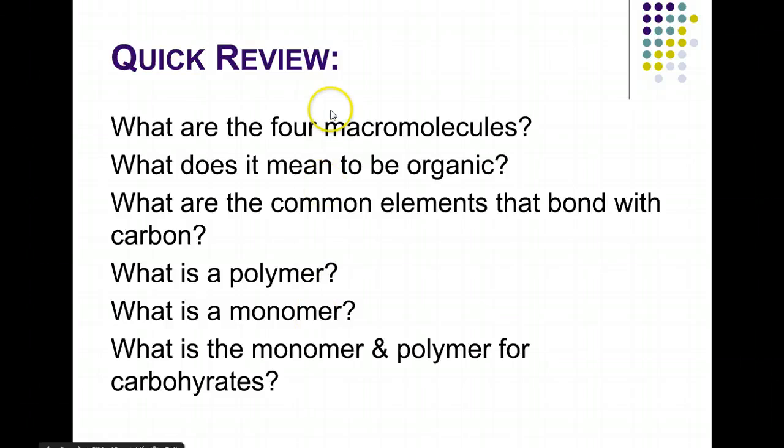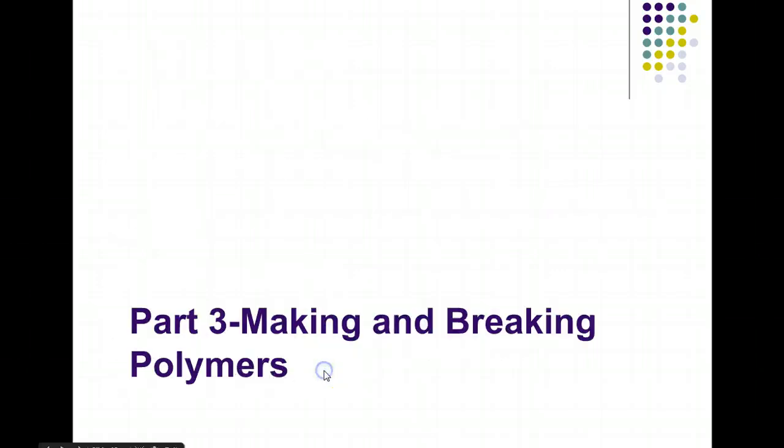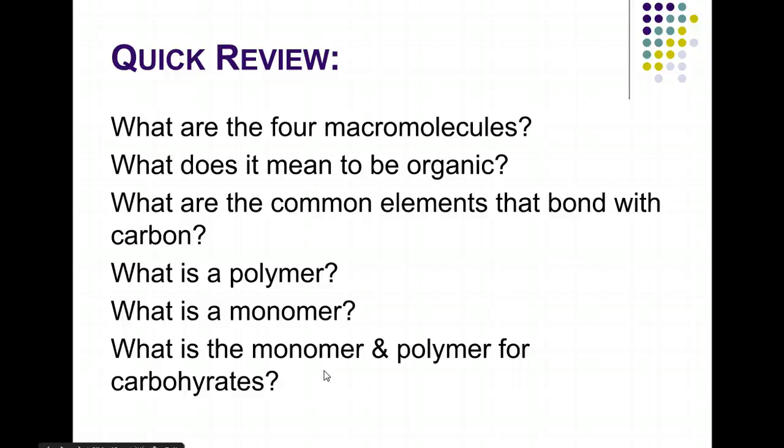All right, and some questions to think about. What are the four macromolecules? What does it mean to be organic? What are the common elements that bond with carbon? What's a polymer and a monomer? And what are the monomers and polymers for carbohydrates? I asked this question because I gave you the majority of your examples for carbs. Monomers and polymers in carbohydrates are sometimes the trickiest to remember, so make sure you review that. And that is the end of part 2B, monomers and polymers.